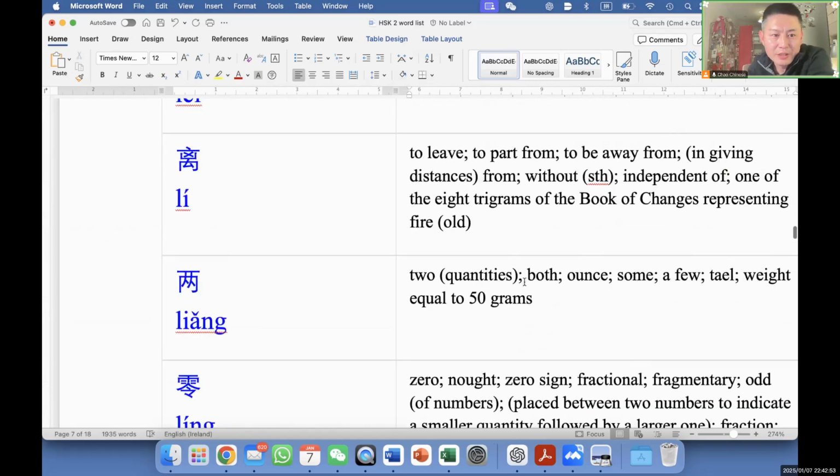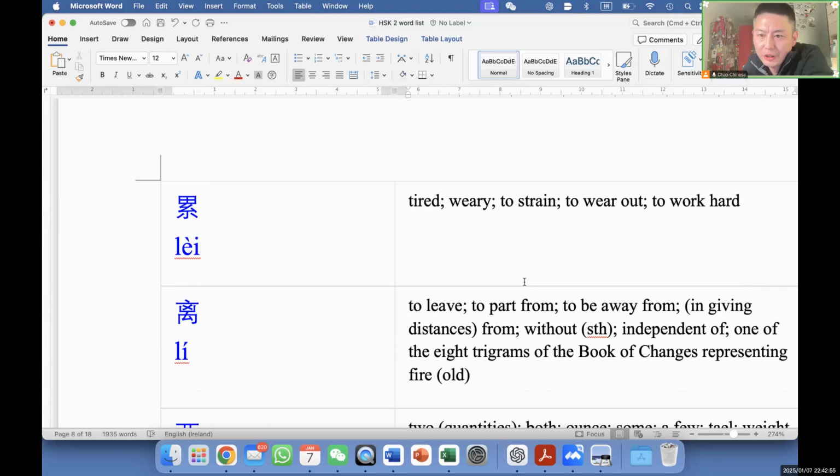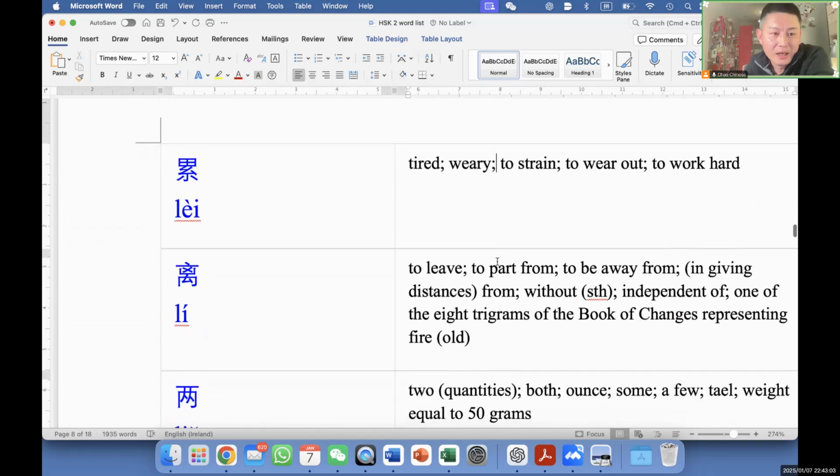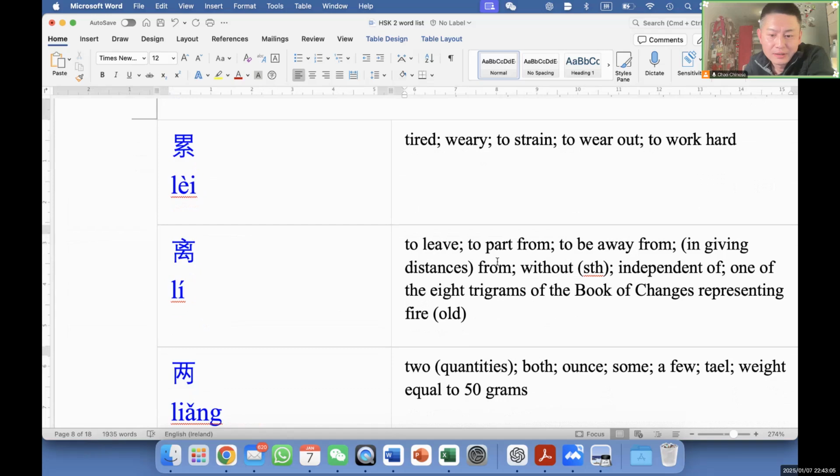Now, next one is 累, tired. 我累了. I'm actually a little bit late right now. How many words do we have left? We have 10 pages left. Jeez. Okay.